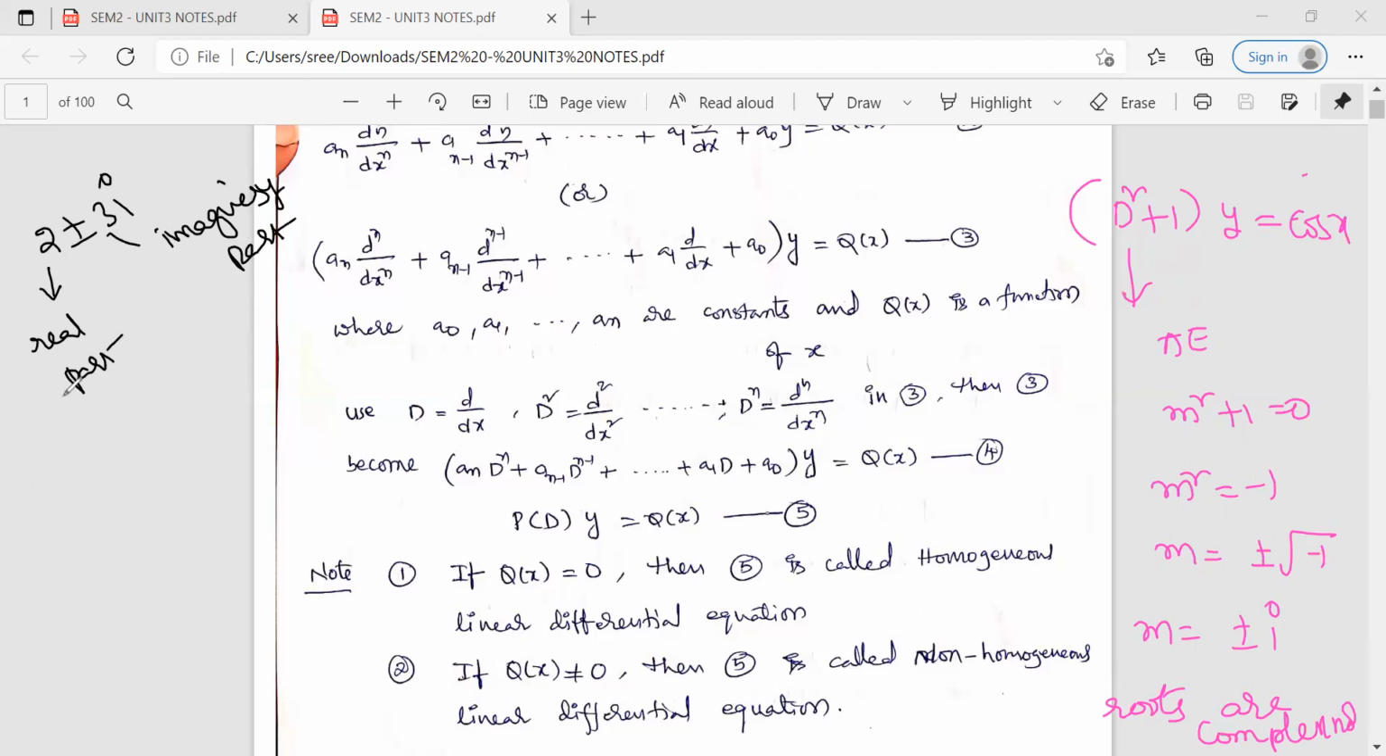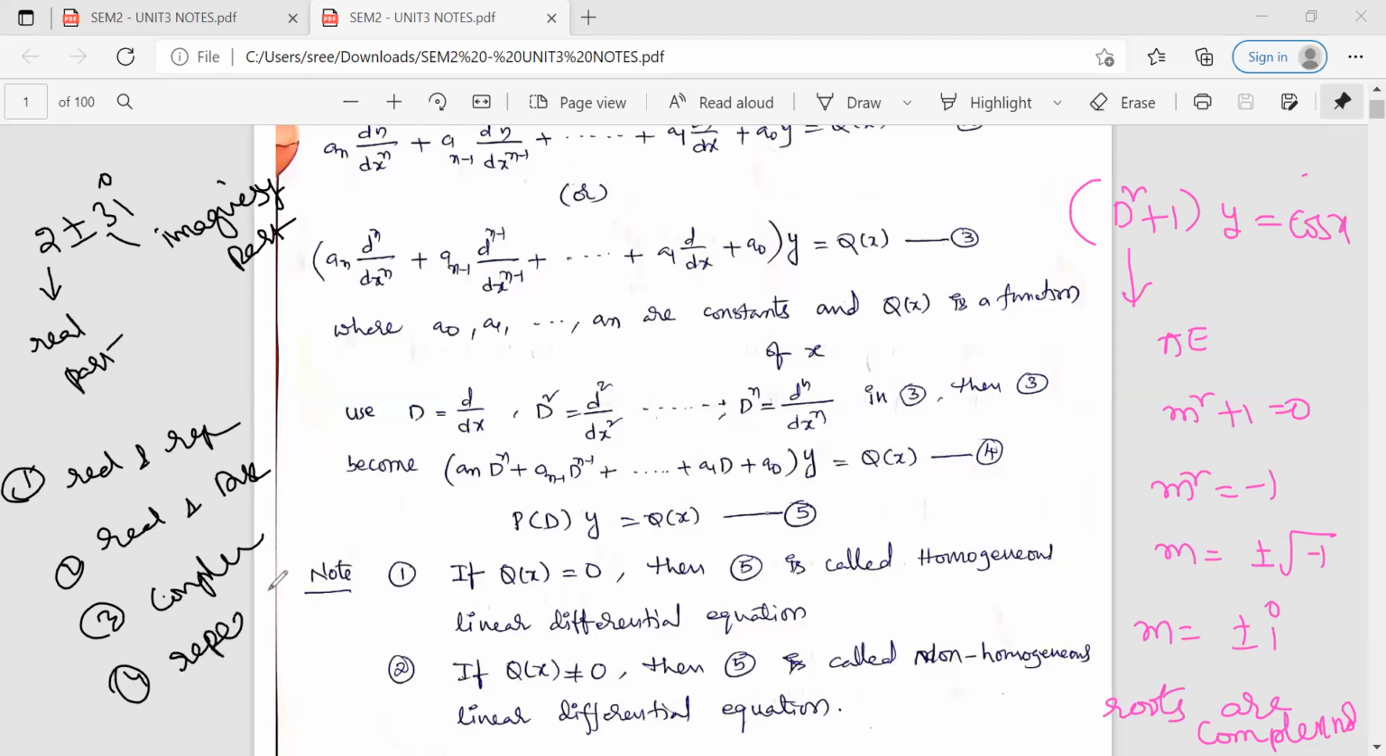That means how many types of roots do we get here? Roots are real and repeated, real and distinct, third, complex numbers, and fourth, repeated complex numbers. These are the four types of solutions we have here.